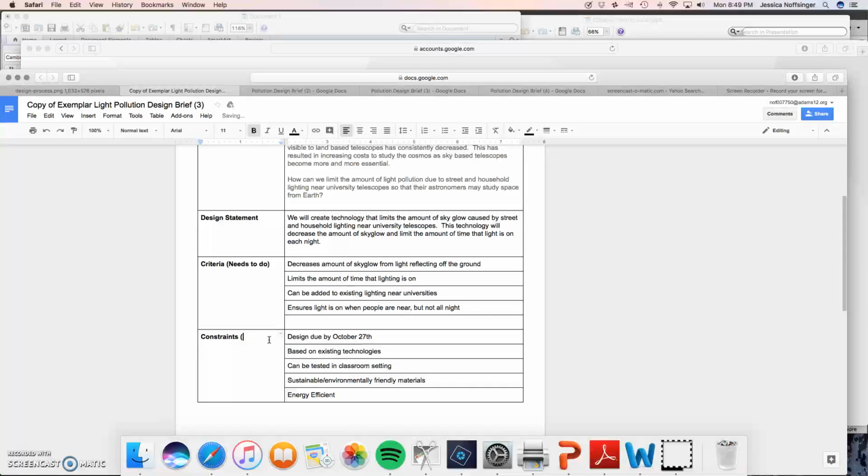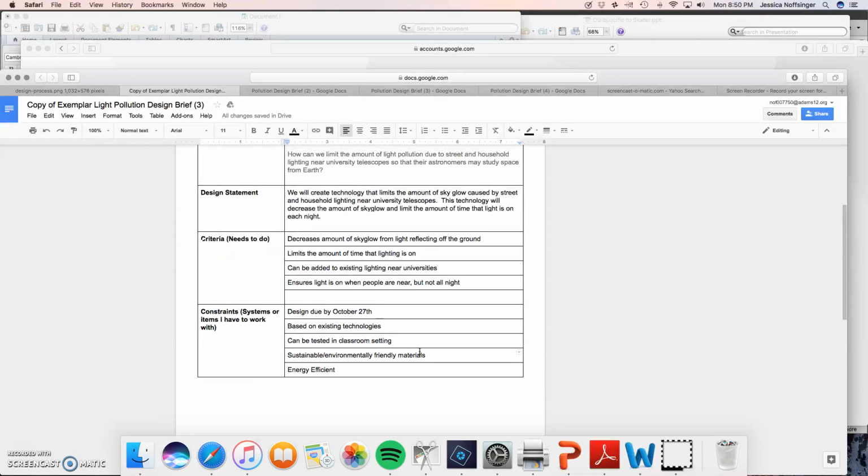Constraints are the systems or items I have to work with. So for example, my due date is always a constraint. When do I have to have this done by? Which in your case is October 27th. What else do I want to or have to work within? I have to work that I can test this idea in a classroom. So saying I will send something to outer space is probably not a reasonable solution to this problem right now. I also talk about the environment here, that I want it to be friendly to the environment because we're a sustainable school and we want things to be sustainable when we're putting them out in the world.